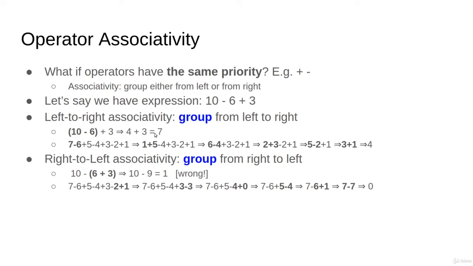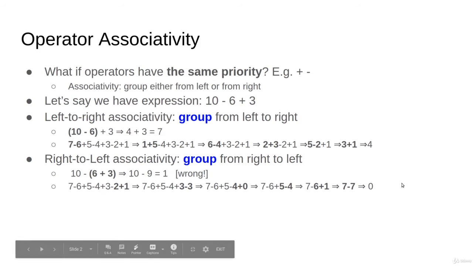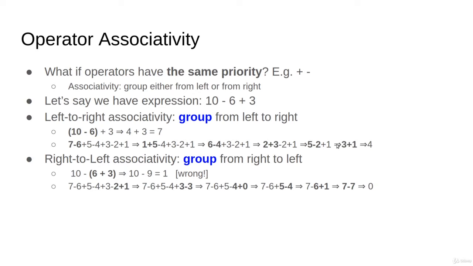is 7. Now see here, if I try to do right to left, I'm going to group first the 6 plus 3 here to 9, then 10 minus 9 is 1. You see the result overall is wrong. And here is a very similar expression. Taking it left to right isn't the same as taking it right to left. Normally in mathematics we do it left to right.